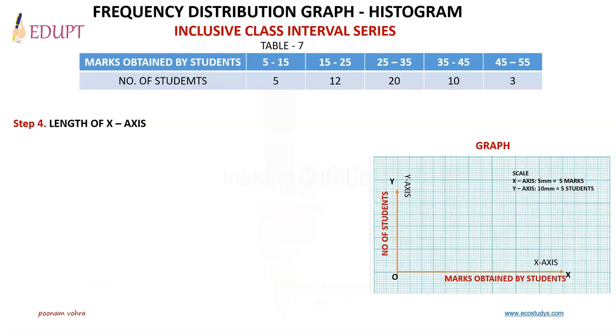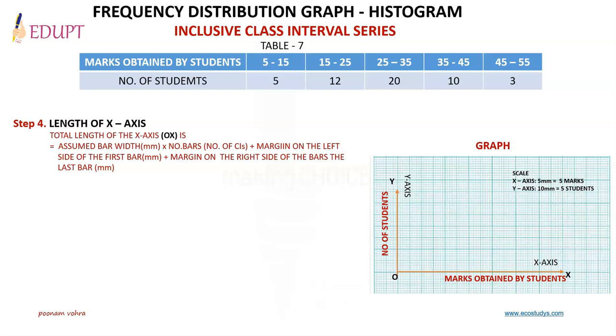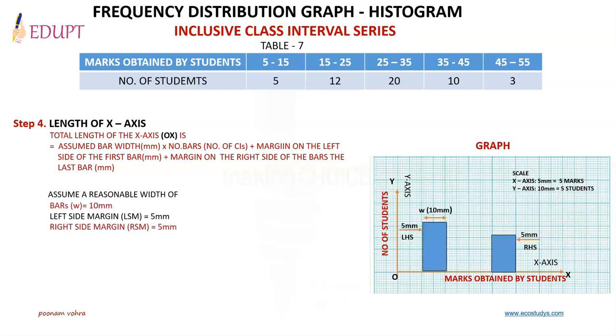Then you need to decide the length of x-axis. Length of x-axis depends upon the bar width. So you need to take into account an assumed bar width. You need to know the number of bars to be presented here. That depends on the number of class intervals. You need to decide for margins on the left side of the first bar and right side of the last bar. So a reasonable width of a bar is assumed to be 10 millimeters. Side margin 5 millimeters, whether it is left side or right side margin.